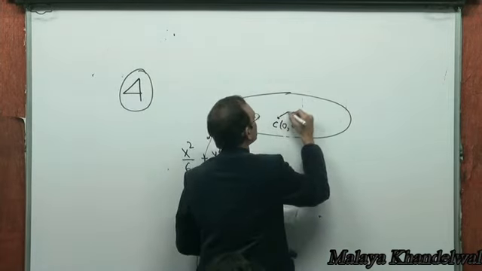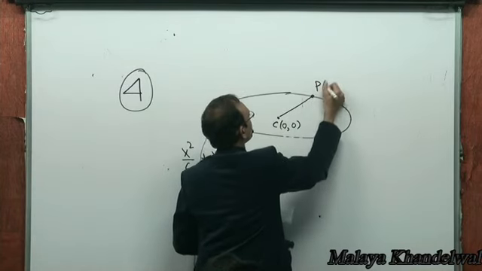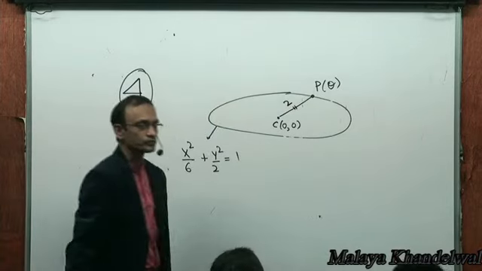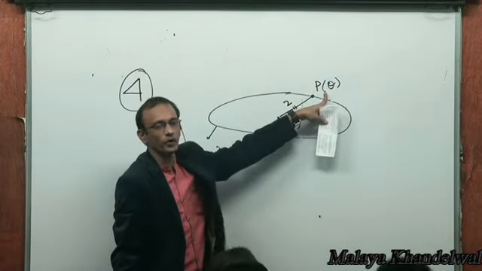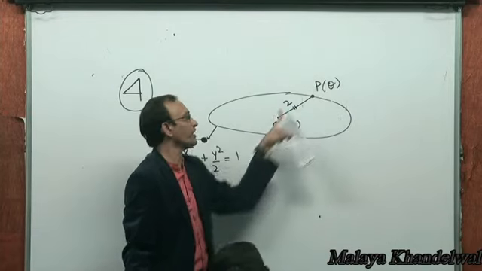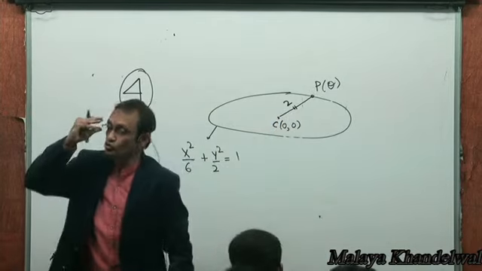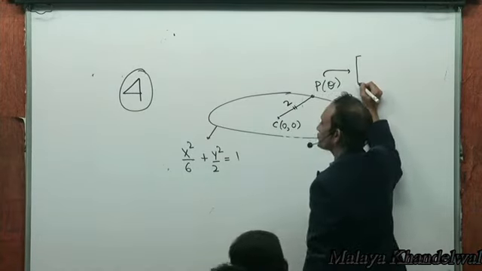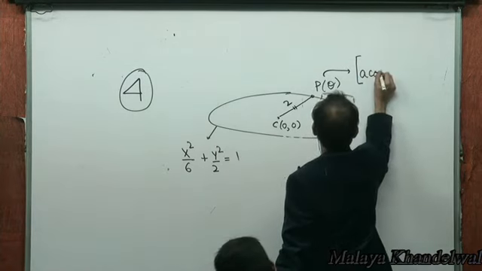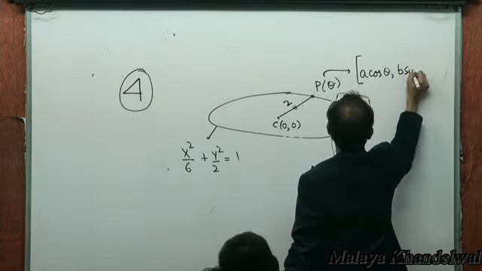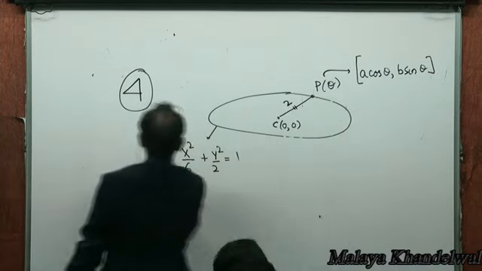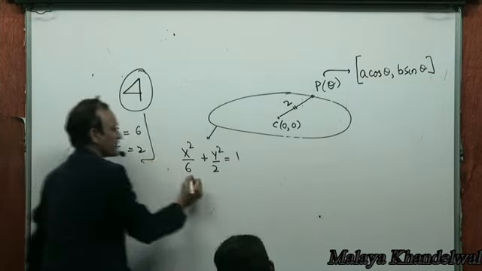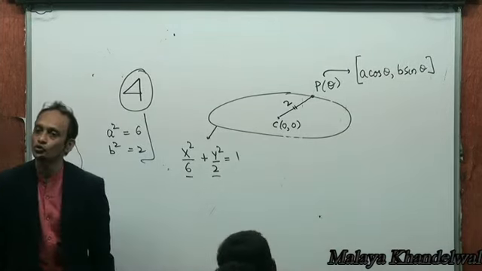And we are seeking to find the eccentric angle of a point P whose distance from the center is 2 units. We want to find the eccentric angle of a point P, theta is what we want to find, such that CP is 2 units, right? So now if this point is theta, then its coordinates would be a cos theta, b sin theta, where very clearly a squared is 6 and b squared is 2 for the ellipse. Yes or no? Clear?